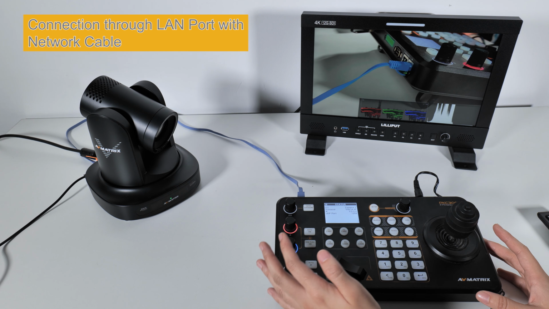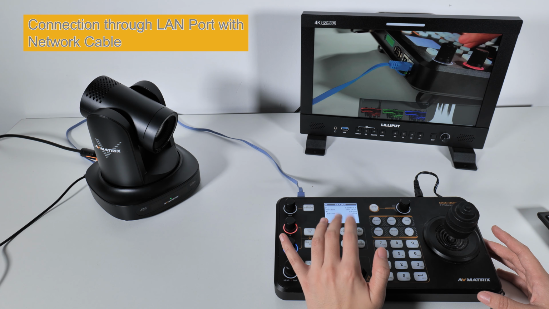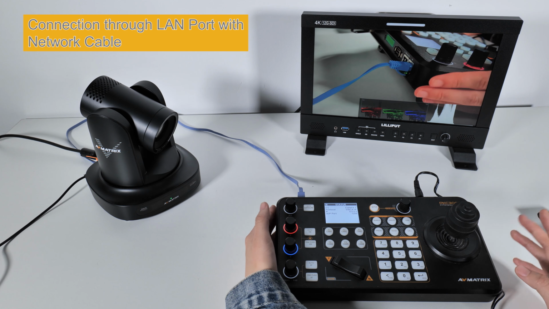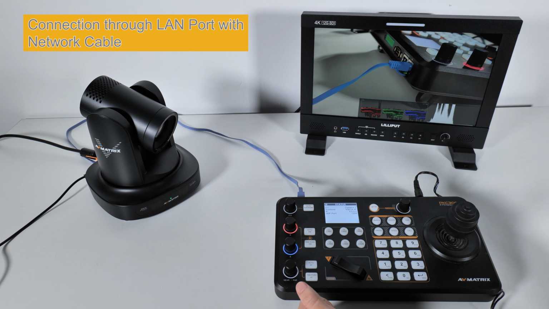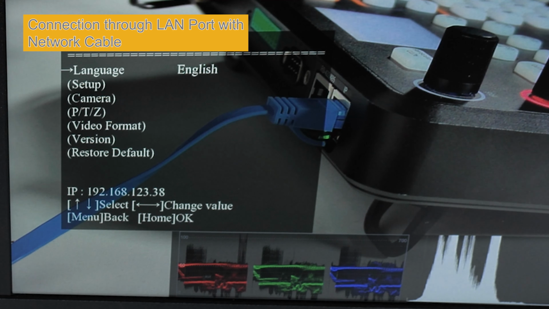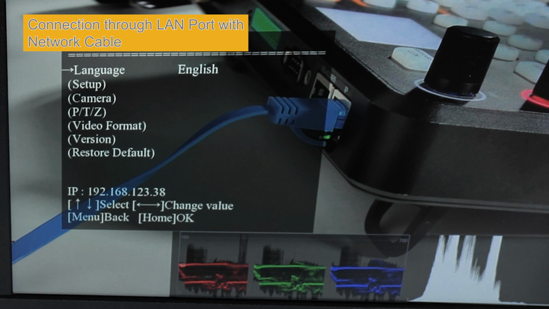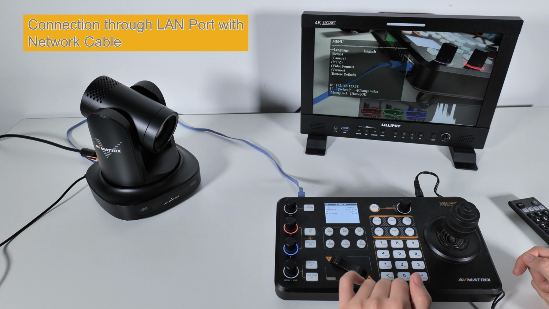As we can see here, I have connected the PTZ camera with the PKC3000 with the network cable. And we should make sure the light of the IP port is on. And then we can see from the monitor the IP address of the PTZ camera is 192.168.123.38. And now I should set the IP address of the PKC3000.